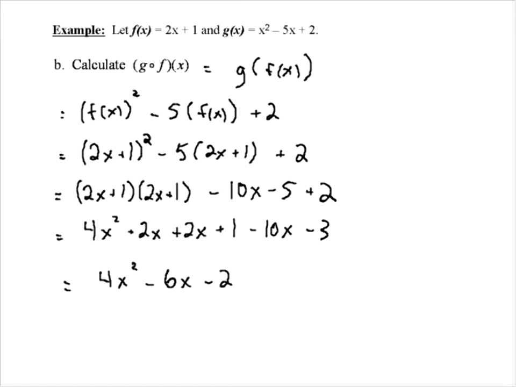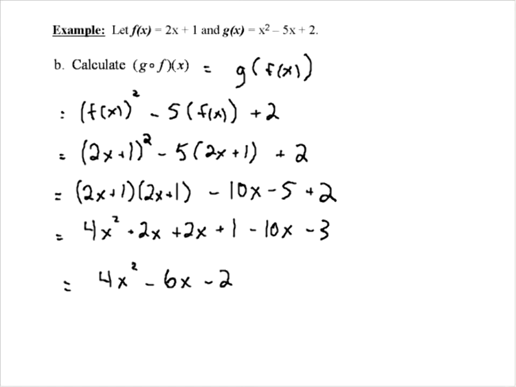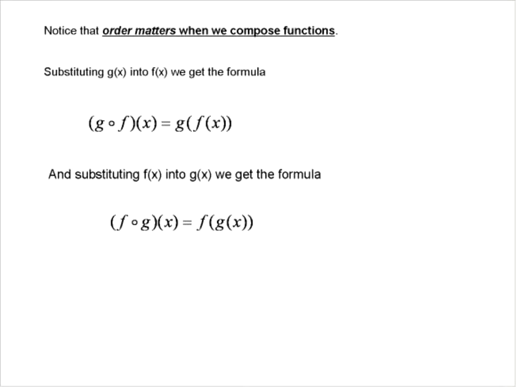Now, what I want to do is I want to look back for a second, because f of g of x was 2x squared minus 10x plus 5. g of f of x is 4x squared minus 6x minus 2. What can we conclude? The order matters. This is a very important point. The order matters. If we don't use the proper order, you're not going to get the same solution.